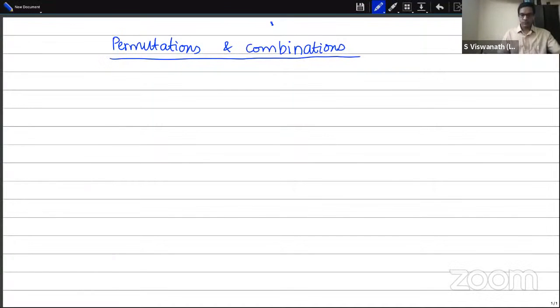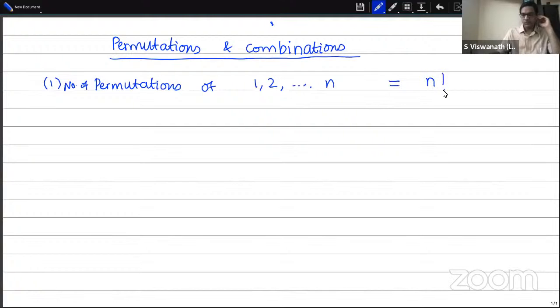Permutations and so on. So let me begin by recalling some of the standard facts about permutations. For example, the number of permutations of n distinct objects, meaning they're labeled objects, all different from each other, 1 to n. As you know, this is of course n factorial. And of course, this is the cardinality of the symmetric group of that order.